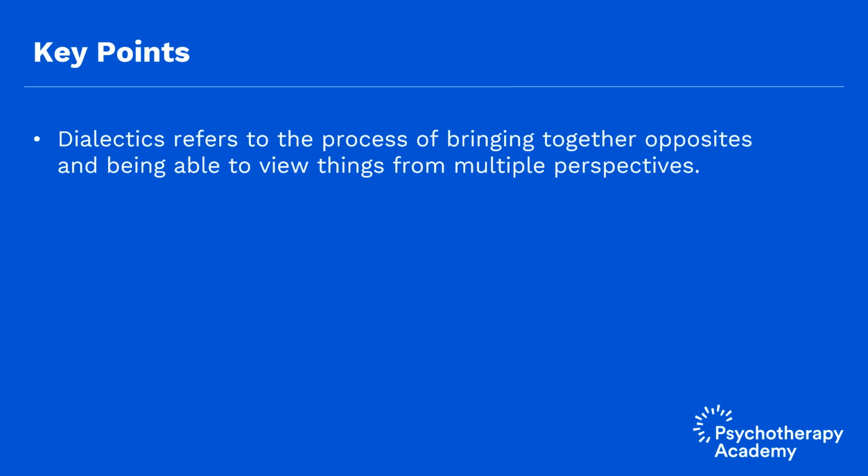And so let's summarize with a few key points. In this video, we learned the term dialectics comes from philosophy. Dialectics refers to the process of bringing together opposites, which also implies being able to look at something from multiple perspectives. To be dialectical means that you can see the grain of truth in two opposing views, that you are balanced and flexible in your thinking, and that you can see shades of gray instead of only the extremes of black or white.